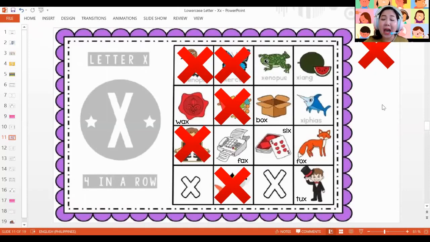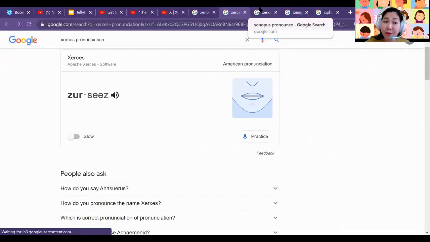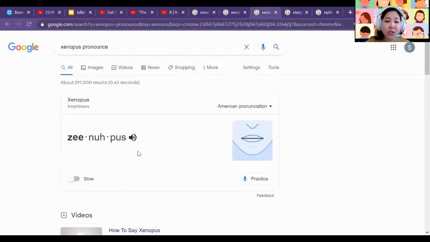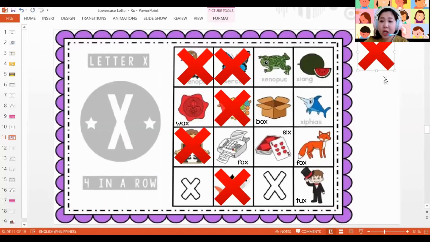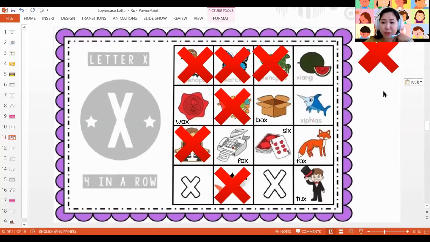Next one, we have the frog. This green frog also has a special name that starts also with the letter X. So let's listen on how we pronounce that name. Xenopus. Xenopus. Let's listen to it again. Xenopus. Xenopus. So that's the name of the frog, Xenopus. So let us cover the Xenopus.